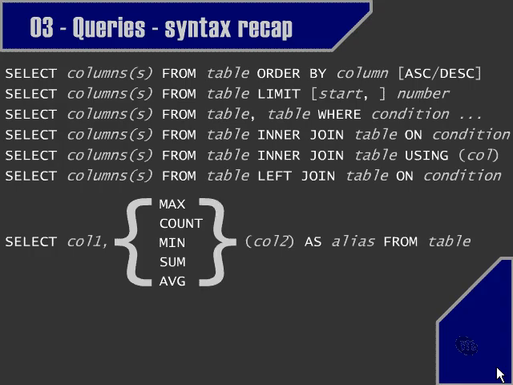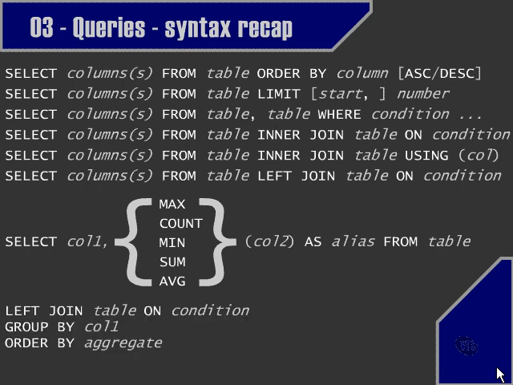We put the column name in brackets after that, and if we wish, we can use an alias. We can also use a column alias with whichever column name we want within a select query. We can use this with any join. I've used a left join here, and we've grouped that by the first column, and we've ordered by the aggregate. We'd use the alias name there.